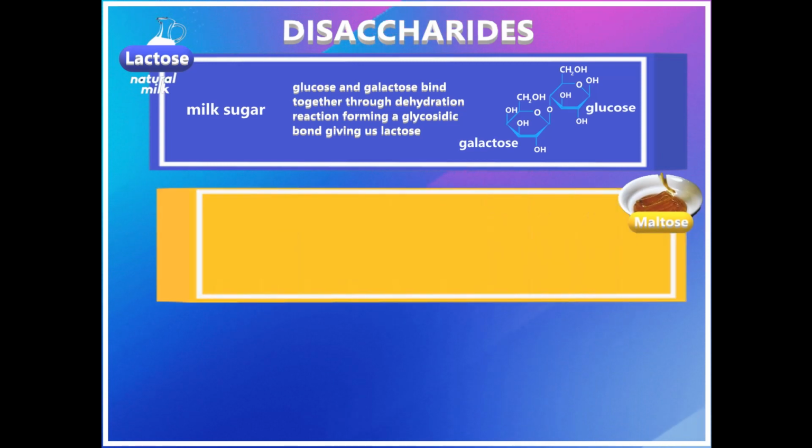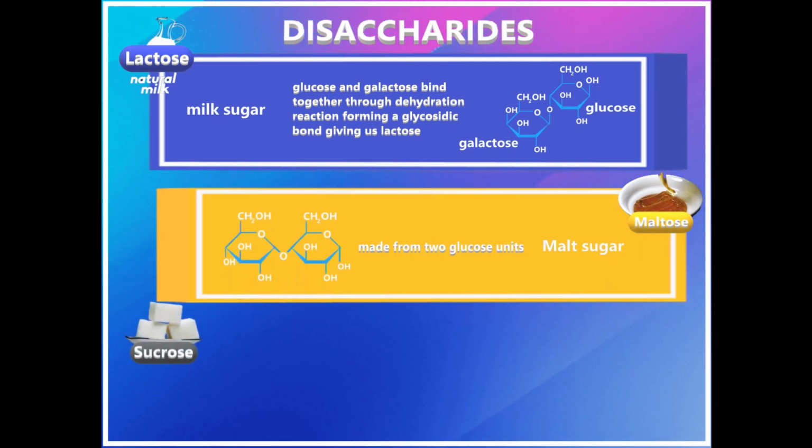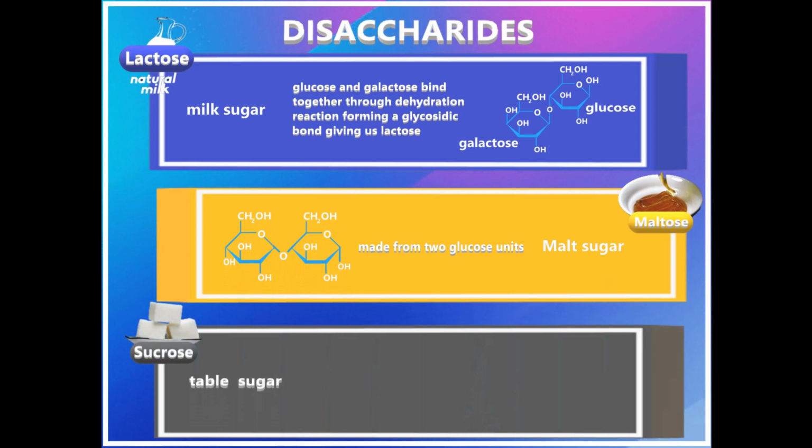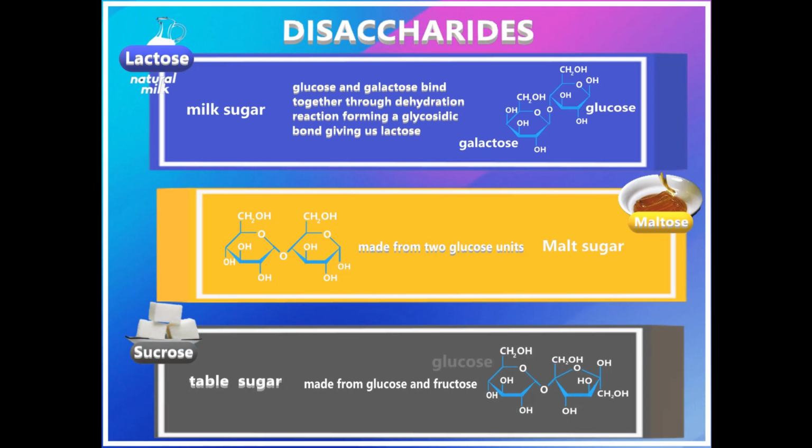Maltose, which is malt sugar, made from two glucose units. Sucrose, which is table sugar, made from glucose and fructose. Left one is glucose, right one is fructose.